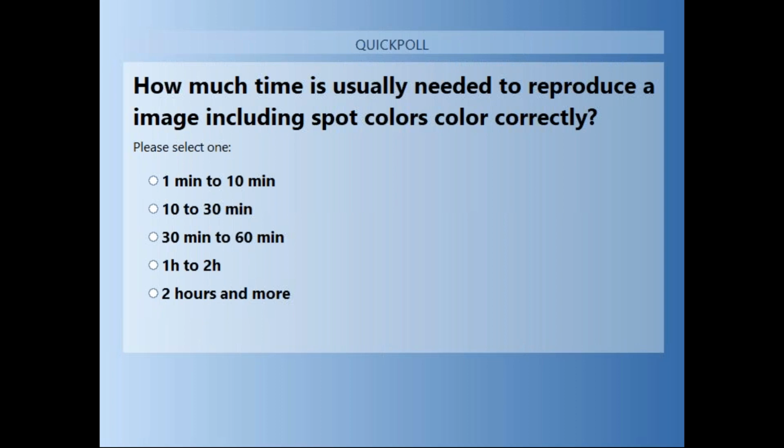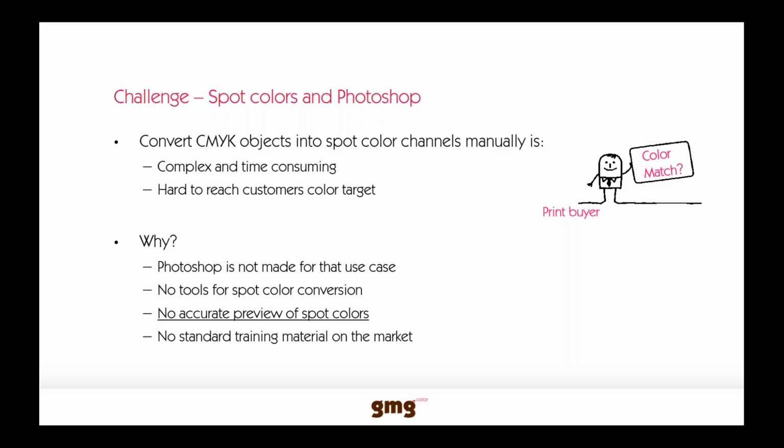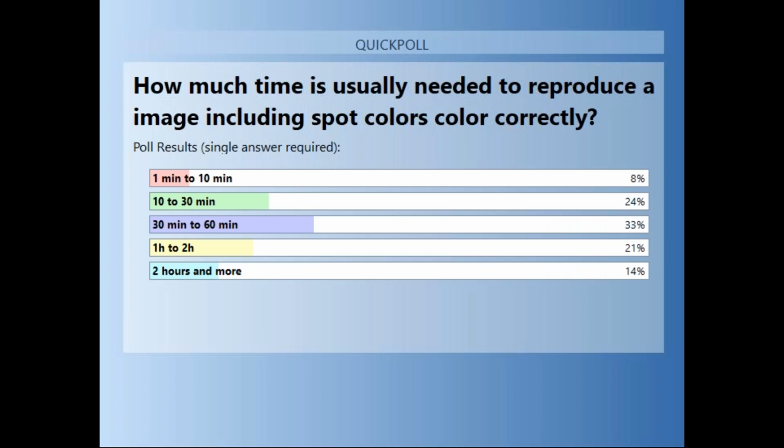Nearly everybody has voted, so I close again and share with you the result. Most of you think it's between 30 and 60 minutes to reseparate an image, 24% say 10 to 30, and 21% say 1 hour to 2. So it's up to approximately 1 hour, which is also what we've seen in the industry. So 1 hour for one image until it's converted when you want to include spot colors.